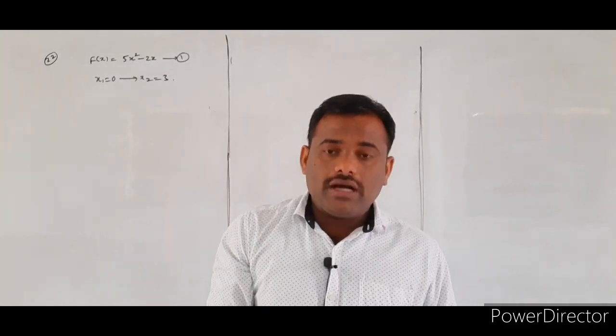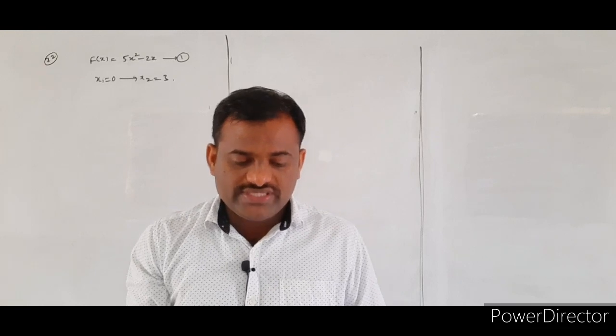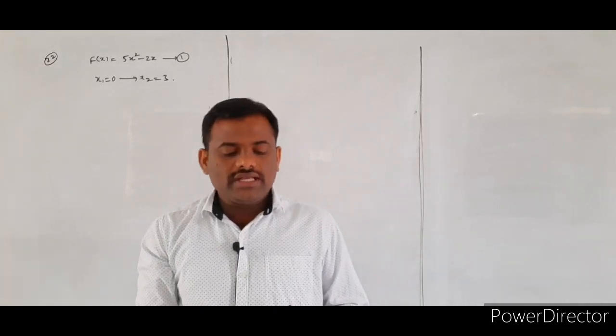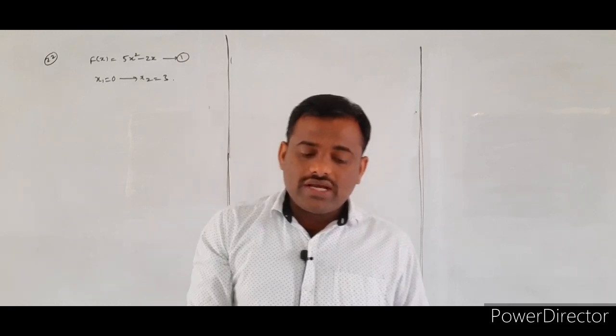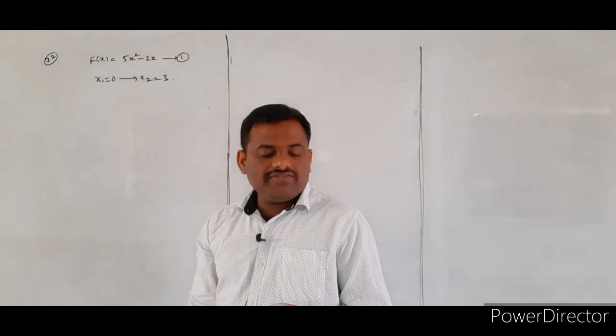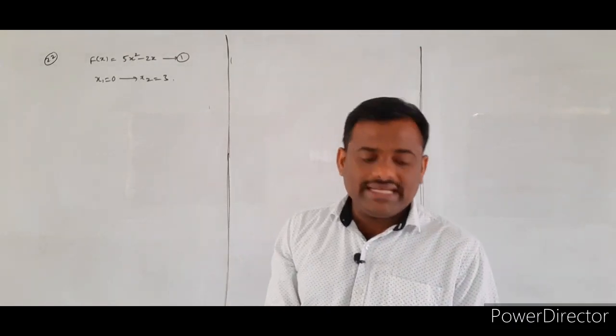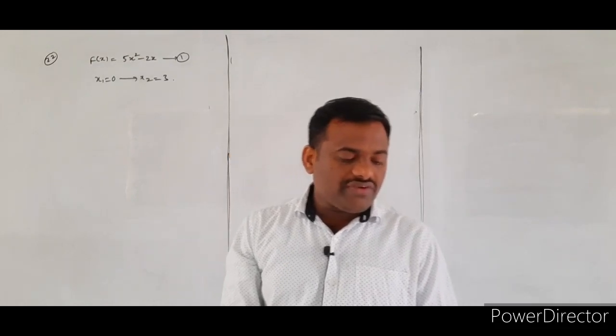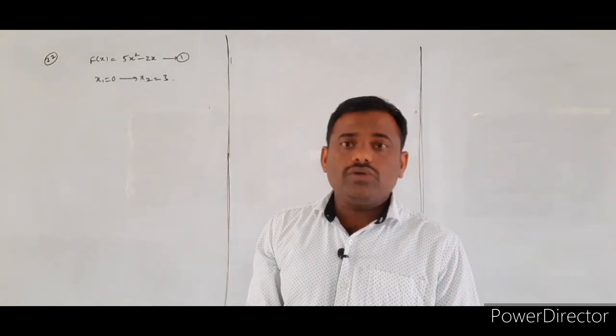Next, problem 22, very important. It is based upon work done by a variable force. A particle is moving along the x-axis under the action of the force F is equal to 5x square minus 2x newton. What is the variable force given? F of x is equal to 5x square minus 2x. Find the work done by the force on the particle when it is moving from the origin to x is equal to 3 meters.